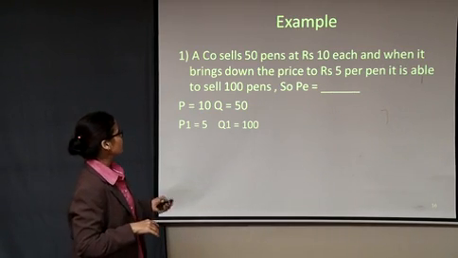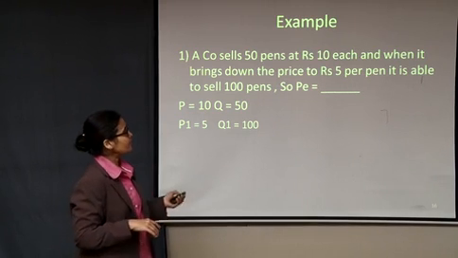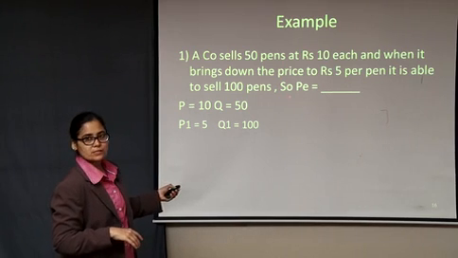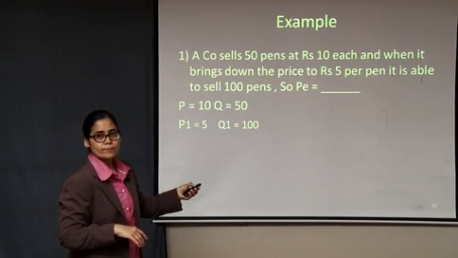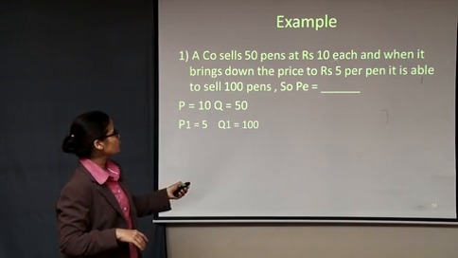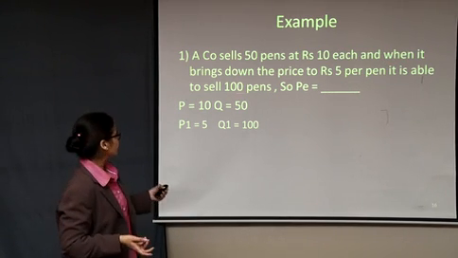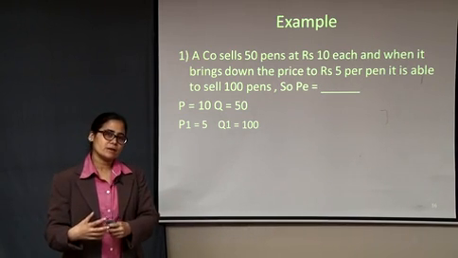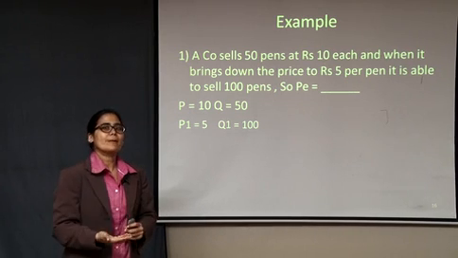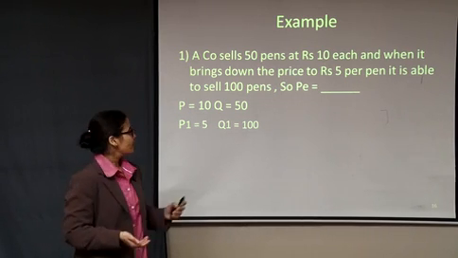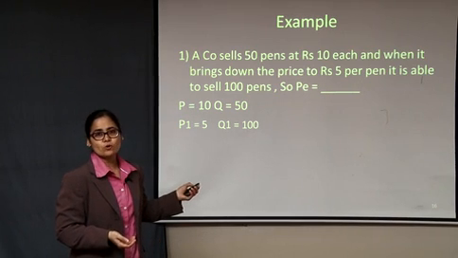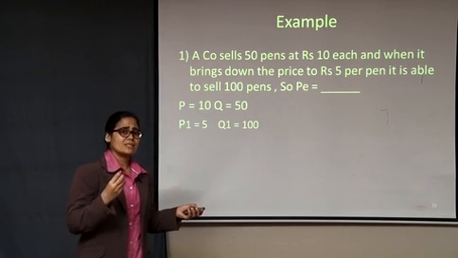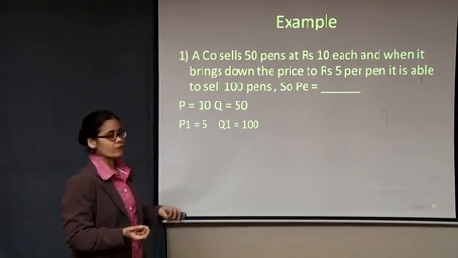Now here I have given you an example. This example is for self-practice where a company sells 50 pens at rupees 10 each. And when it brings down the price to rupees 5 per pen, it is able to sell 100 pens. Now, whatever you have listened and understood till now, you have to apply that and test yourself whether you are able to solve this question or not. I will just tell you the steps that you have to follow for solving this.